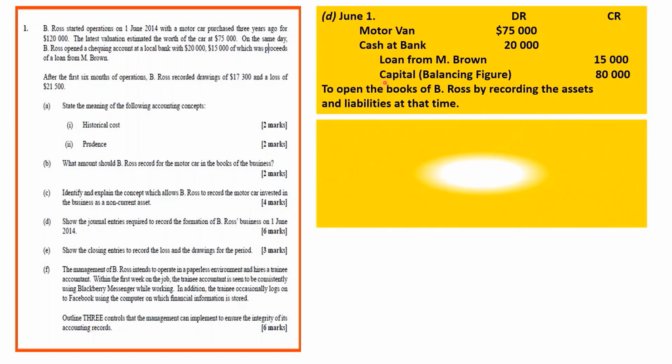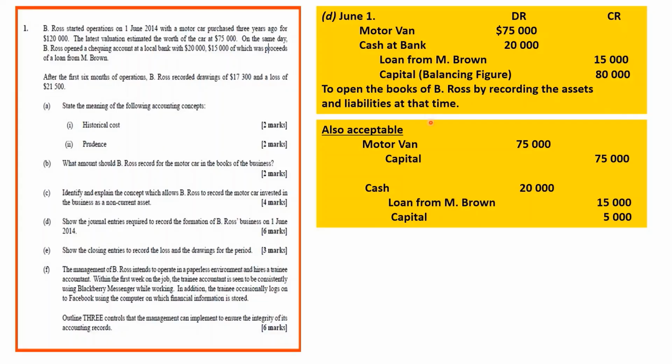There was an alternative answer to that, also acceptable. You could have done it in two parts. The motor van recorded as capital to start, and the cash for the loan as another. The cash that you put into the checking account rather is another part of the capital. Okay, there's 75 here and a 5 here will give you 80,000.